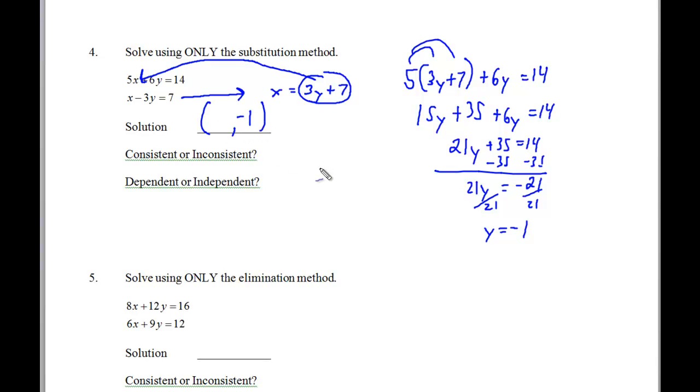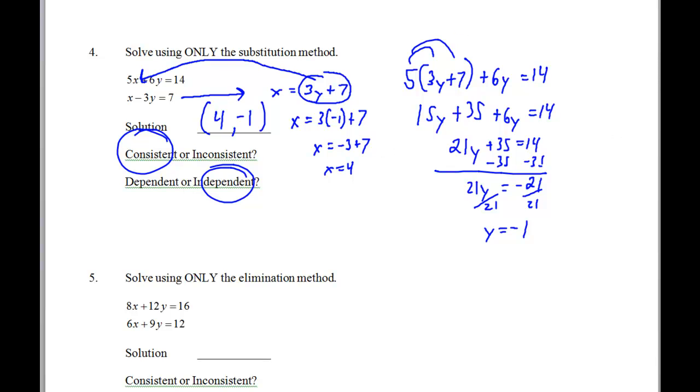Now I just plug that in for y, and I think I should do it to this equation right here, right below where I kind of manipulated that in the first place. So I get x is equal to 3 times negative 1 plus 7. So this is x equals negative 3 plus 7. x is equal to positive 4. This is another consistent independent answer. It's consistent because there is an answer, and it's independent because there were two lines.